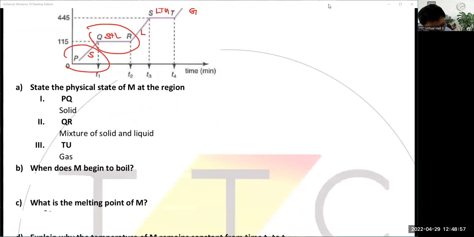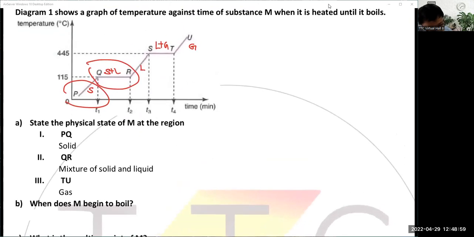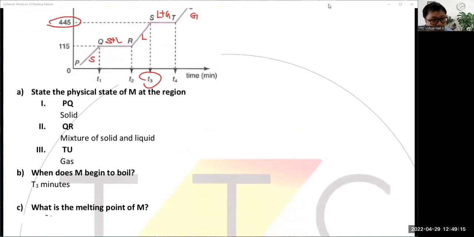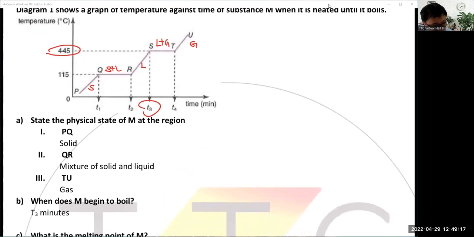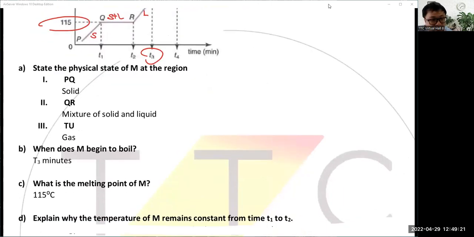When it begins to boil, boiling is from liquid changing to gas. So this is the boiling point. Then it begins to boil at my T3 minutes. Then after that, what is the melting point? Melting point is from solid turning into liquid. So this is your melting point, 115 Celsius.